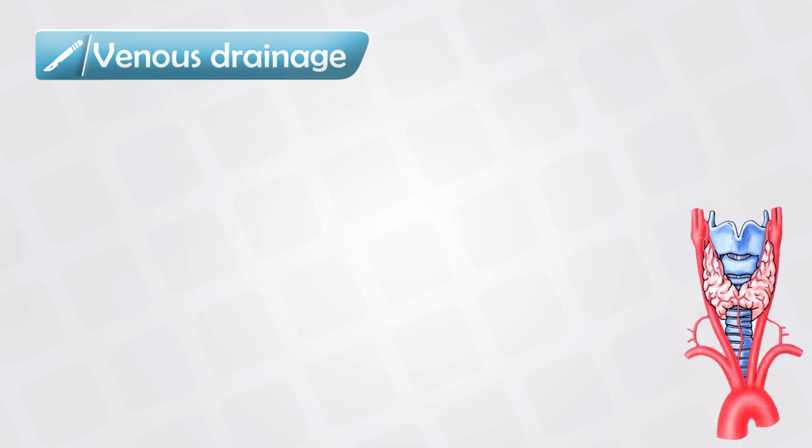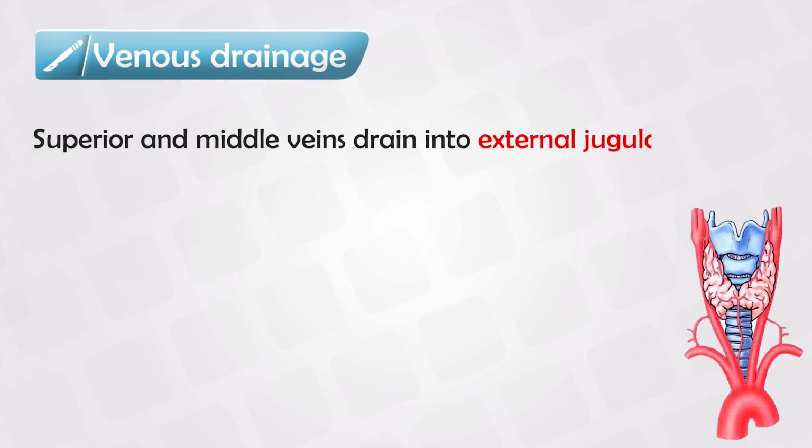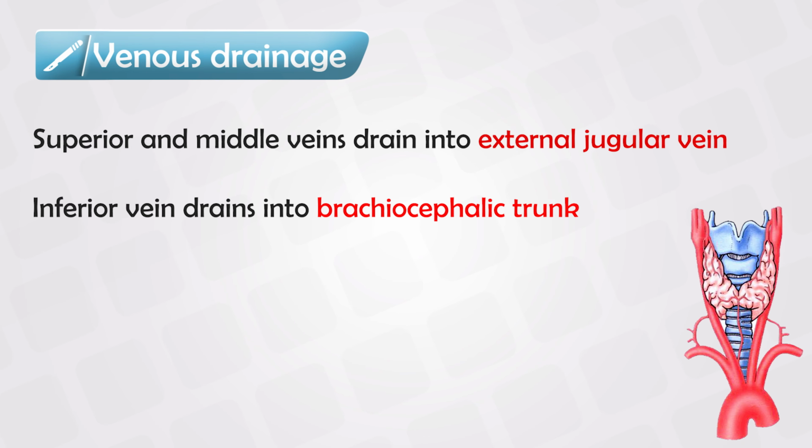Talking about venous drainage, the superior and middle thyroid veins drain directly into the internal jugular veins, and the inferior thyroid vein drains into the brachiocephalic trunk.